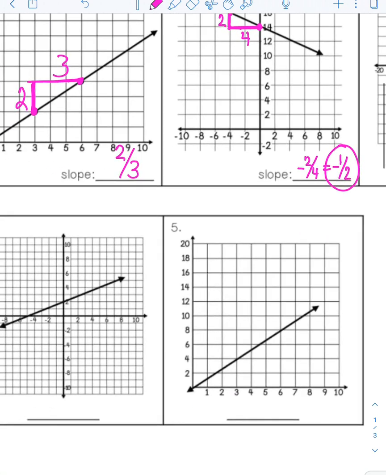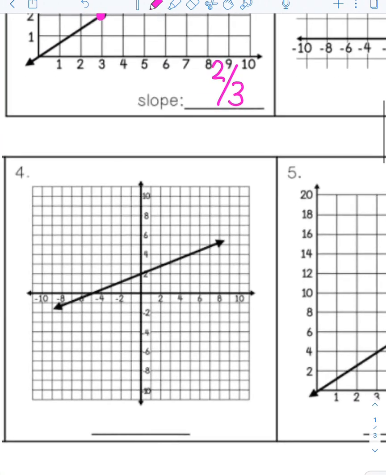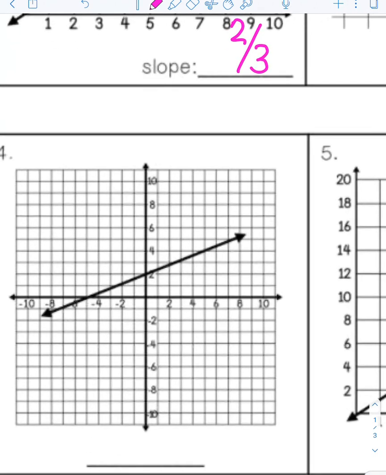Let's look at example 4. So first I want to start by choosing 2 really good, clean corner points. This looks like a good corner point. That looks like a good corner point. So now I'm going to do my rise and my run. Make sure you look at your scale, and it looks like each of these are counting by 1. So I rise 1, 2, and I run 1, 2, 3, 4, 5.